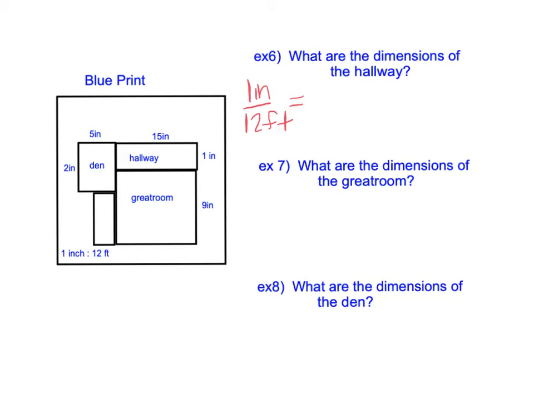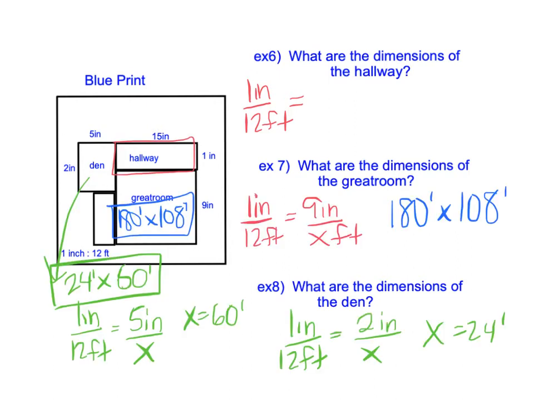So you go ahead and find the dimensions of the great room and then the dimensions of the den. And there we have all the dimensions.